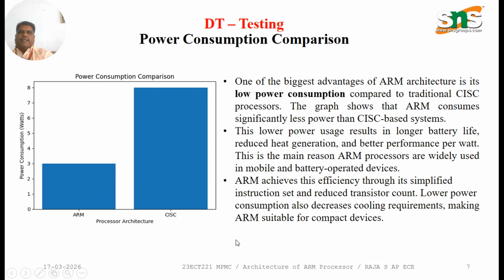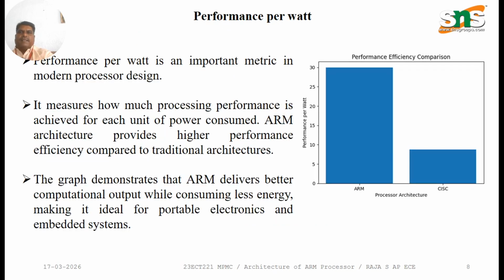One of the biggest advantages of ARM architecture is its low power consumption compared to traditional CISC processors. The graph shows that ARM computers consume significantly less power than CISC-based systems. This lower power usage results in longer battery life, reduced heat generation and better performance per watt. This is the main reason ARM processors are widely used in mobile and battery-operated devices. ARM achieves this efficiency through its simplified instruction set and a reduced transistor count. Lower power consumption also decreases cooling requirements, making ARM suitable for compact devices.